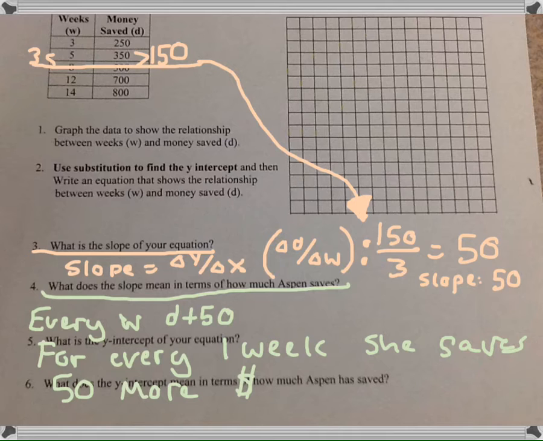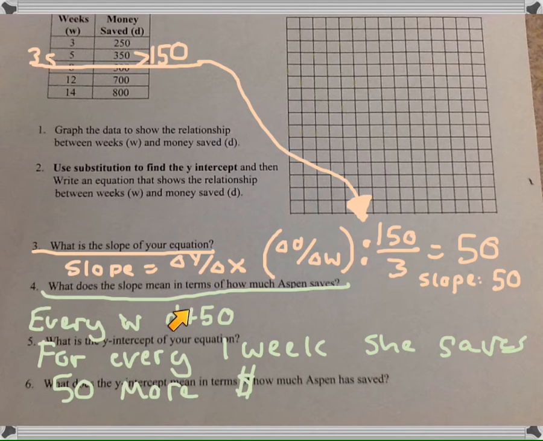The third question asks, what is the slope of the equation? We use the same method we just used to find the slope in our equation, and find the change in y over the change in x, or the change in D over the change in W. I took the difference between week 5 and 8, which is 3 for the change in weeks and 150 for the change in dollars. 150 over 3 equals 50, so the slope is 50.